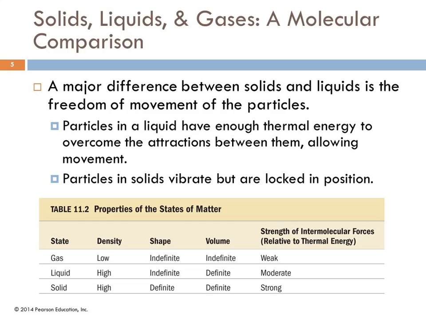So we've talked about these ideas before, that gases have low density, liquids and solids have high density. Shape and volume are different for these. And these are related to the strength of the intermolecular forces relative to thermal energy. In a gas, the intermolecular forces are weak. In a liquid, they're moderate. And in a solid, they're strong. The thermal energy can change. It changes with temperature. And so that's why you can have one substance and it could be in different states, but that will happen at different temperatures.